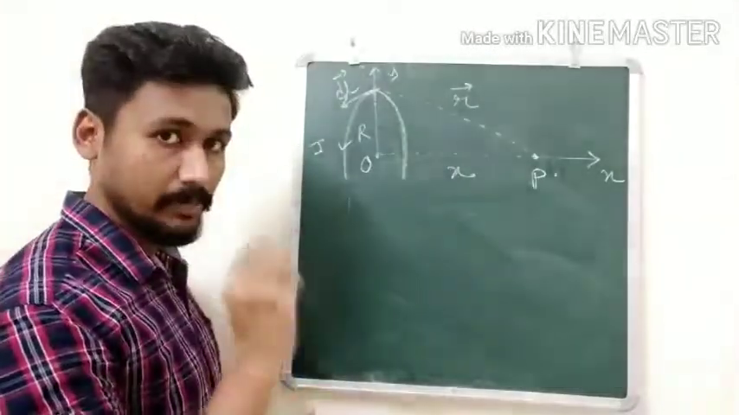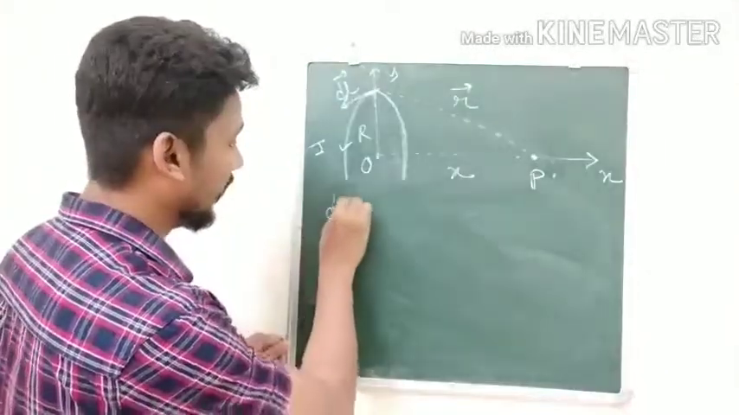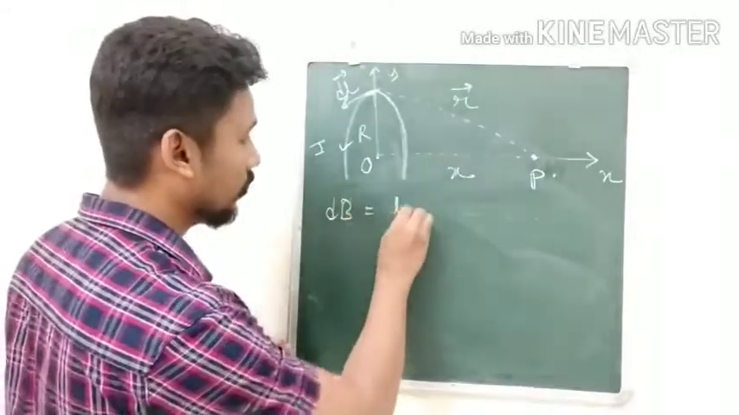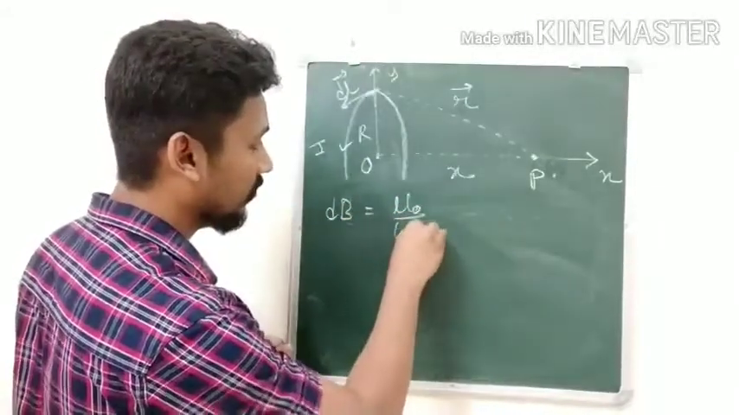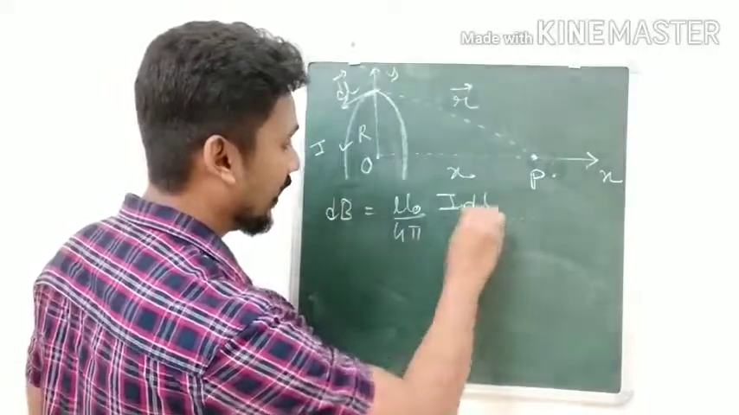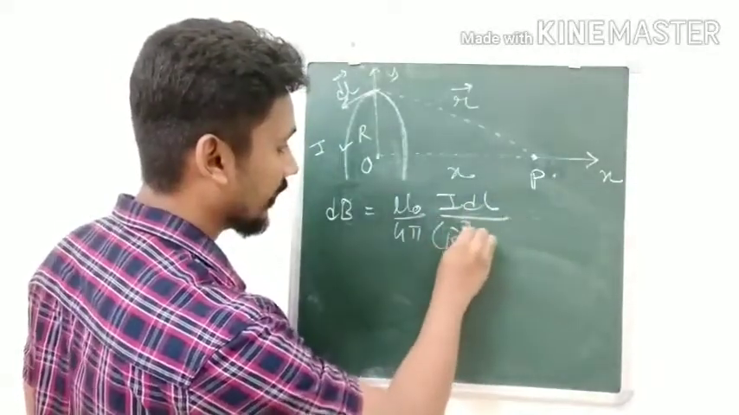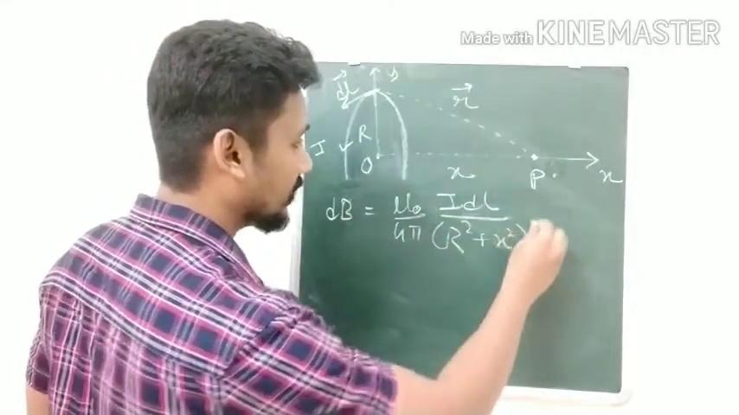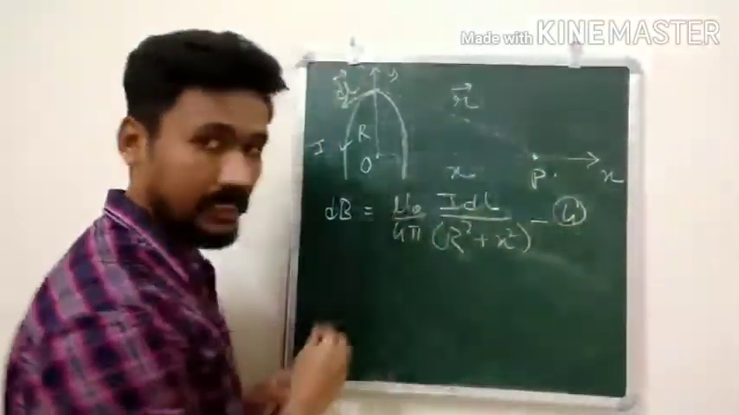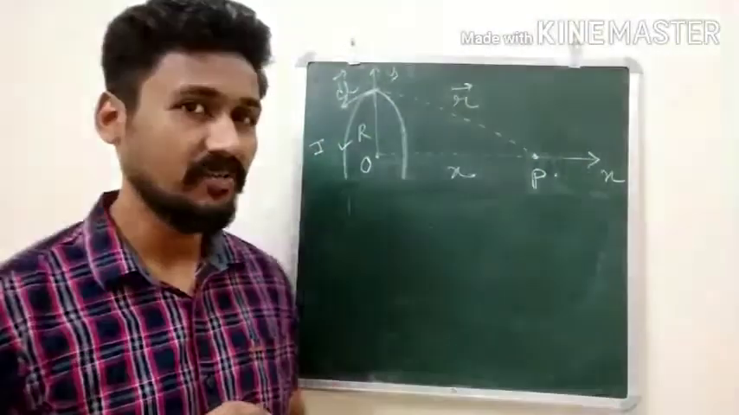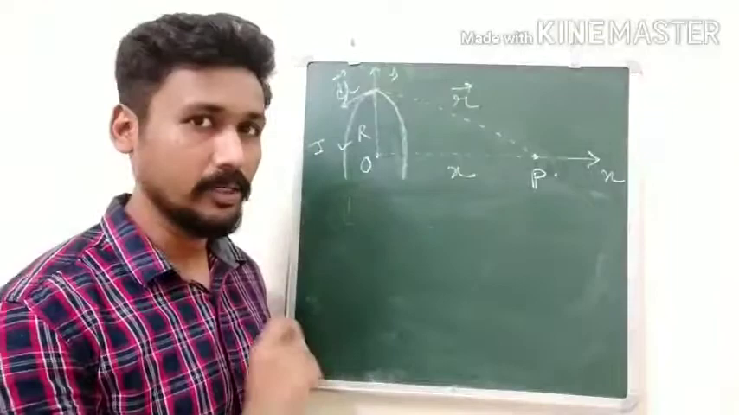Then using equation number 2 in equation number 3 you will get dB is equal to mu naught by 4 pi I dl upon capital R square plus x square. Let us call this equation number 4. Keep a note of all the equations. Due to lack of space, I have to keep on erasing them.